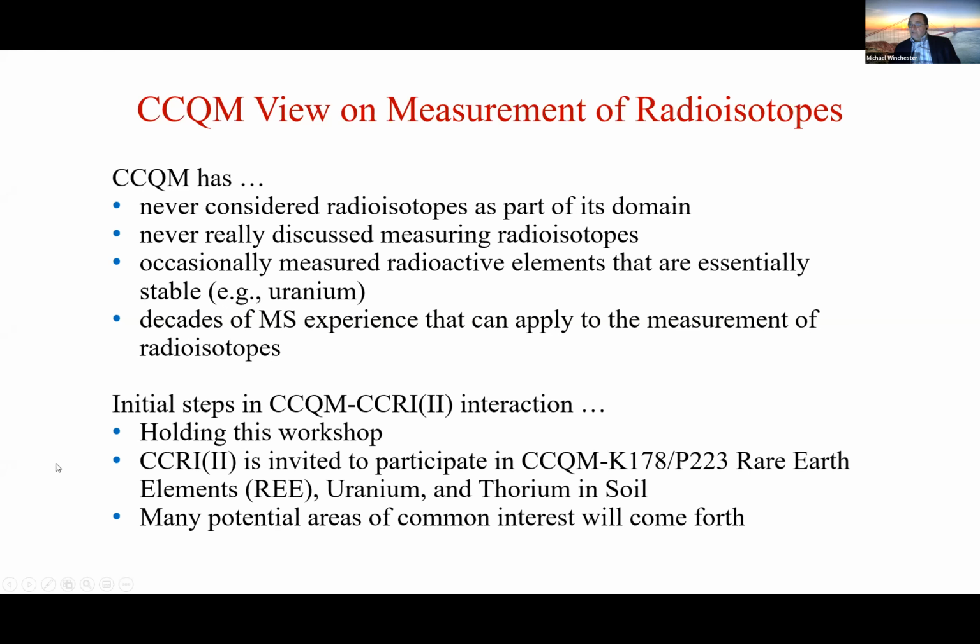As a first activity, the CCRI Section 2 is invited to participate in a key comparison that we have going on right now that's just starting up in the CCQM, which is K178 P223, rare earth elements, uranium and thorium in soil. I will emphasize that the measurements here are the elemental mass fractions. We're not really set up to measure becquerels. So there has been some interest from some of the laboratories involved in the CCRI, but it might not be of very broad interest because we're not set up to measure becquerels for radioactivity.